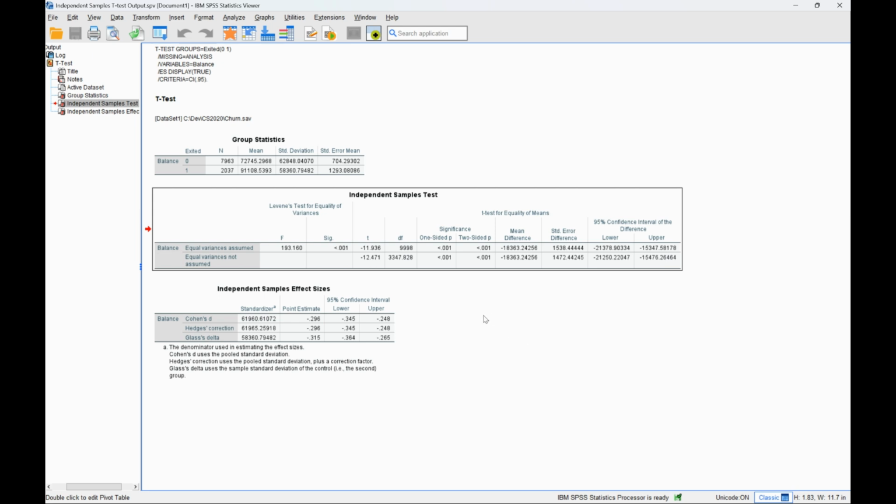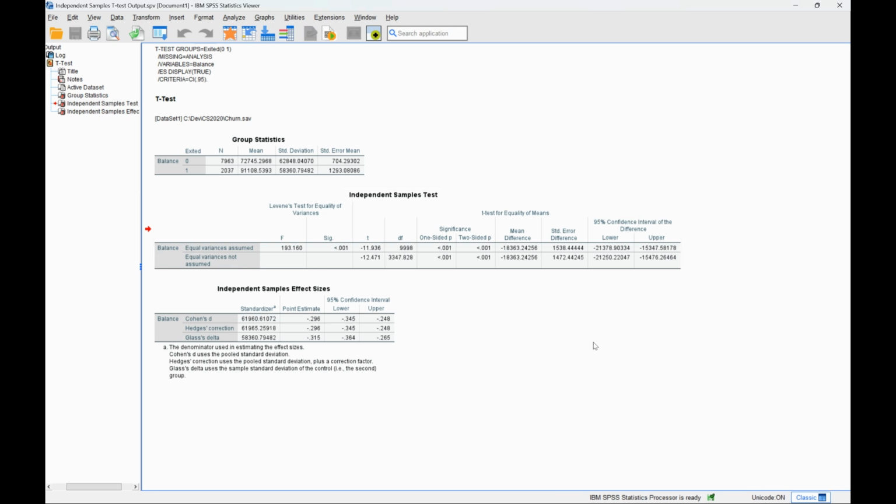So what do we do with this information? Since the variances are unequal, we'll focus on the row labeled equal variances not assumed. This row gives us the more reliable results when variances are unequal. Now let's go ahead and break down the results of the next section, which is the t-test for equality of means.